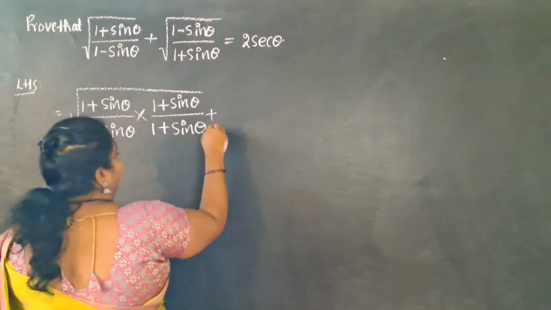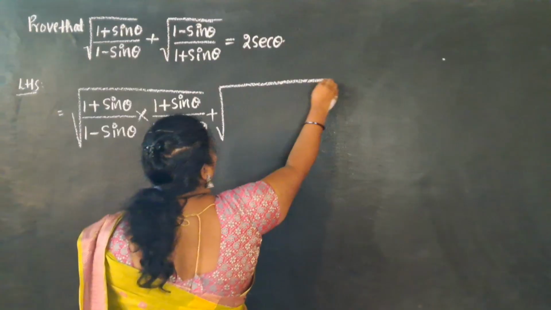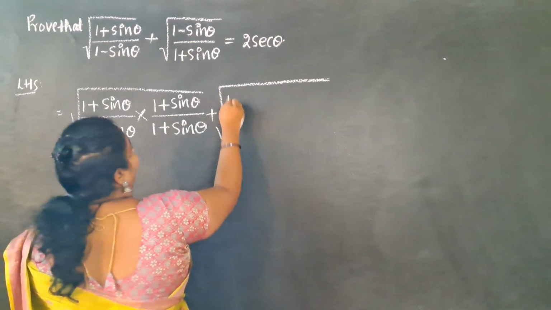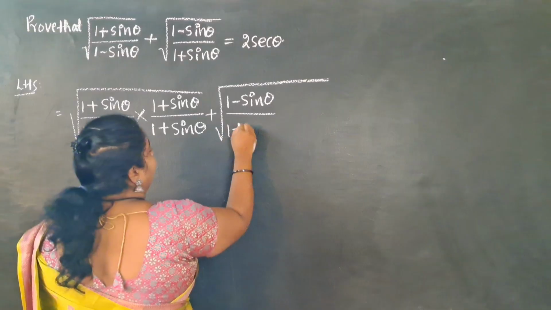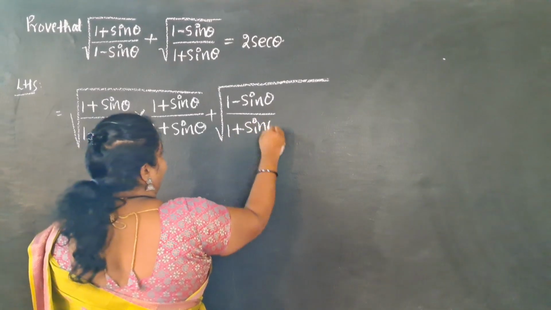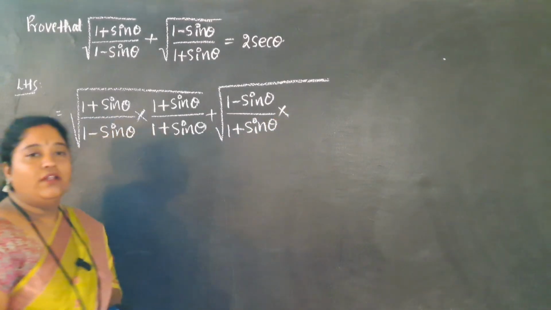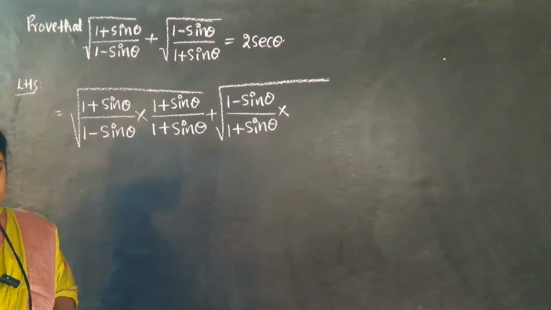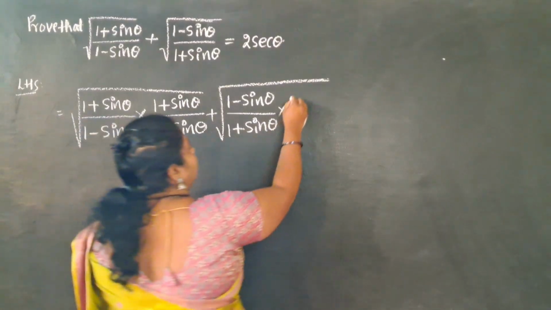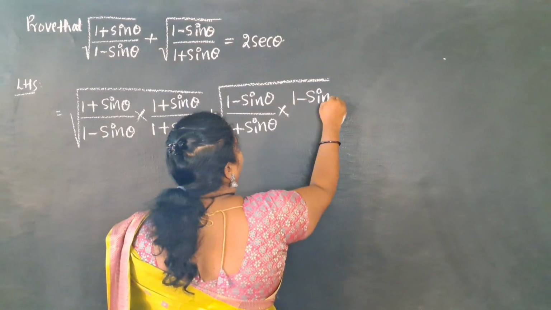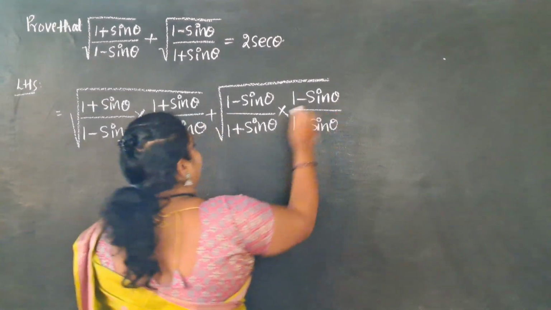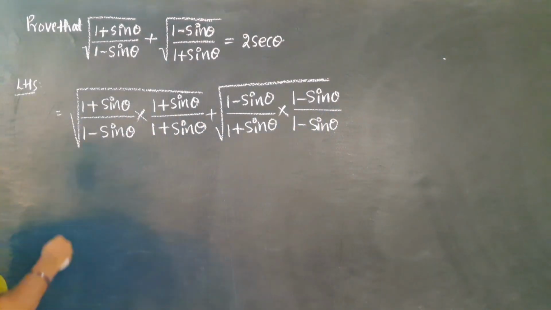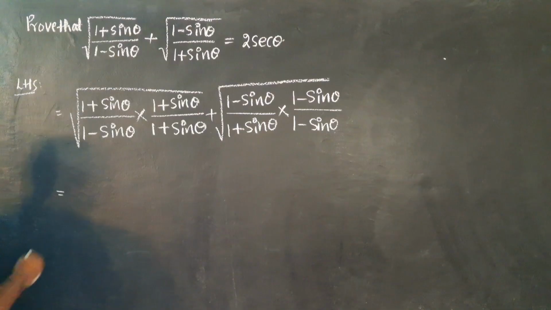Now, plus we have root of, what is there in the second part? I have 1 minus sine theta divided by 1 plus sine theta. Again, I have to go for rationalizing the denominator. If I rationalize it, I'll have here 1 minus sine theta divided by 1 minus sine theta. Okay, we'll simplify and move to the next step.